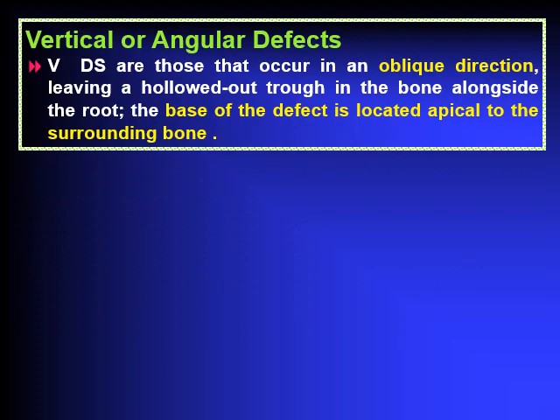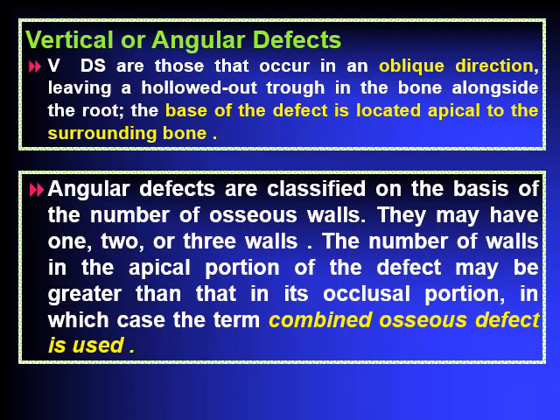So from this, we conclude that vertical or angular defects are those that occur in an oblique direction, leaving a hollowed out trough in the bone alongside the root, as you see in the previous slide. The base of the defect is located apical to the surrounding bone. This is the reverse of horizontal bone loss, where the bone margin remains roughly perpendicular to the tooth surface. But here, this is an angular or an oblique defect.